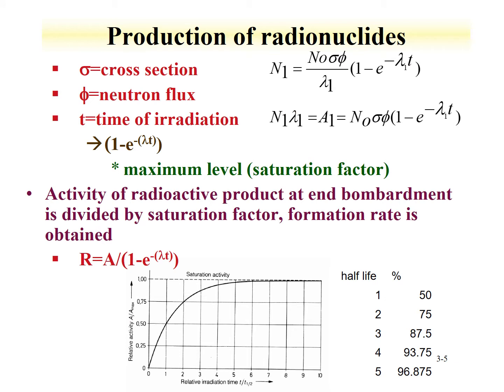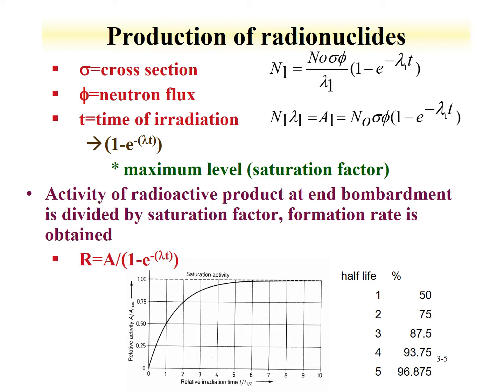Those equations that I showed in the previous slide are fundamentally correct. However, we are neglecting an important consideration, and that's the decay of any isotopes that are produced while the production is ongoing. And we need to consider something called a saturation factor. So for any radioactive product at the end of bombardment, you divide it by the saturation factor, and the formation rate is obtained. So the equations are listed here, but let's think about what this saturation factor means.